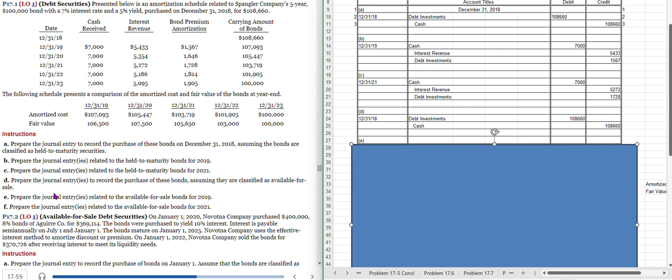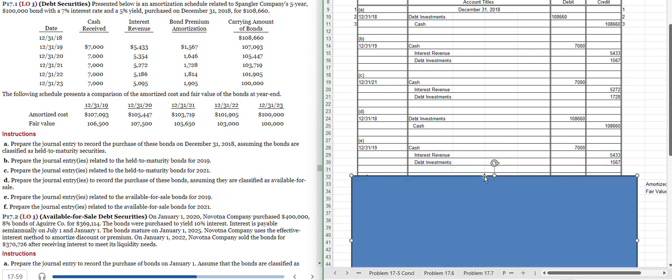E. Prepare the journal entries related to the available for sale bonds for 2019. In 2019, we received $7,000 in cash. It's an increase in cash. We had an increase in interest revenue of 5,433, and the difference in the carrying amount of the bonds is 1,567, which will be a decrease to debt investment for 1,567. Now, because these are available for sale bonds, we have to have a fair value adjustment at the end of the period. Here's our fair value adjustment table that we will use for that calculation.